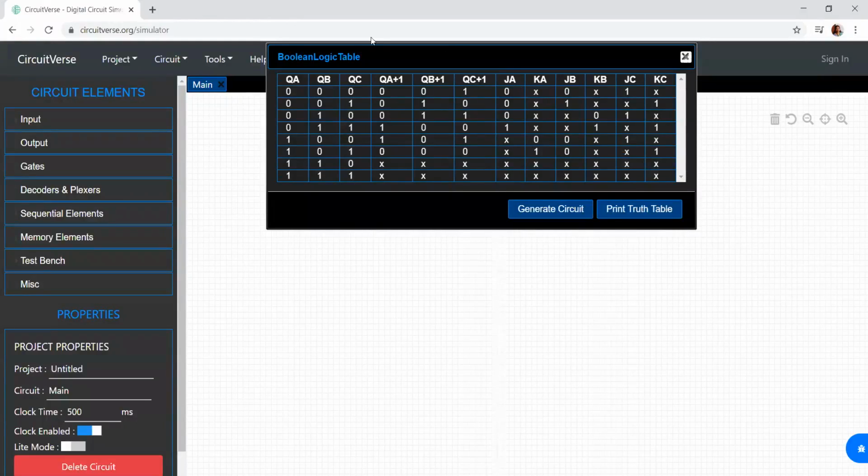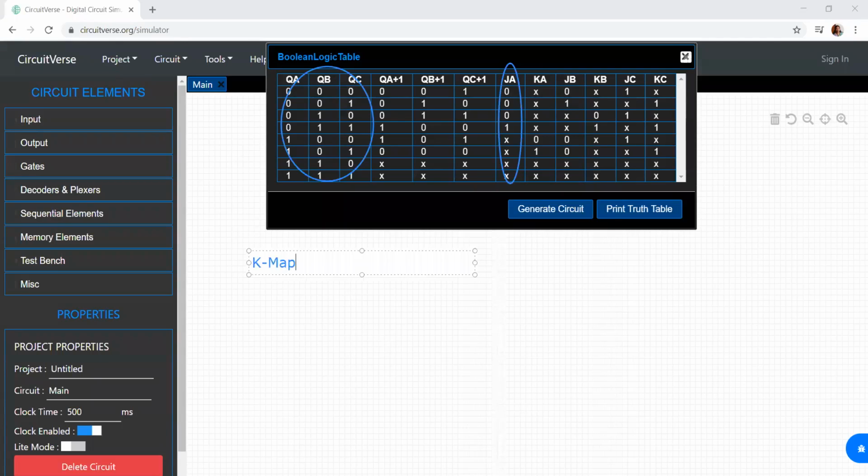We have to solve for KA. First, the inputs will be QA, QB, QC. We have to solve for JA and write the K map. Again, inputs will be QA, QB, QC. We have to solve for KA and write the inputs. Next, JB K map, KB K map, JC K map, KC K map, and write down the expressions. So first, since I know QA, QB, QC, the first K map I'll write is for J. Now I'll solve the K map.